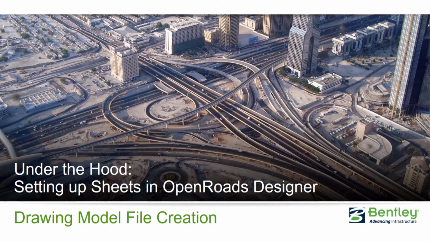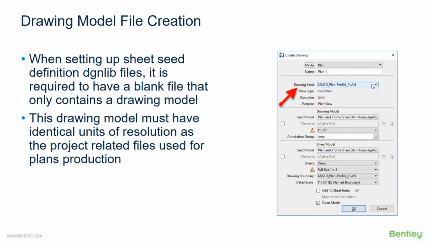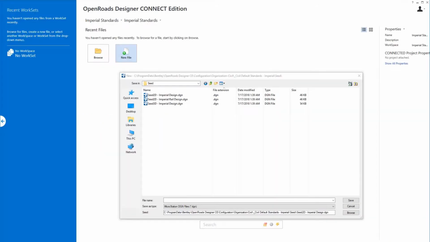So the first one we're going to take a look at is the drawing model file creation. The drawing model file creation is used as part of the sheet seed definition generation. When setting up sheet seed definition DGN lib files, it is required to have a blank file that only contains a drawing model, hence the name drawing model file creation. This drawing model must have identical units of resolution as the project related files used for plans production.